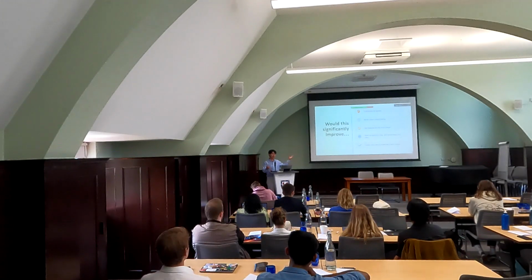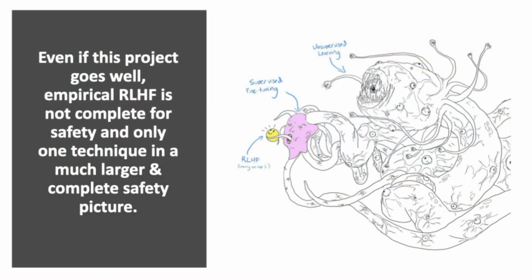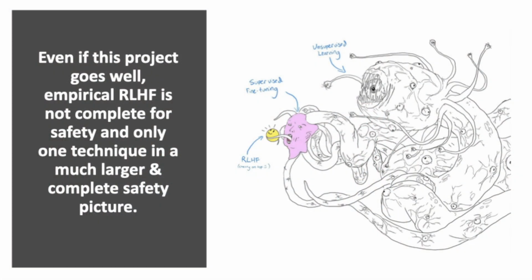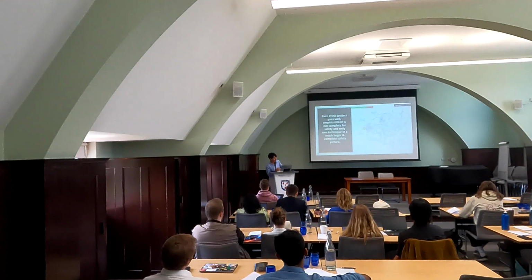These are all things I want to test out. These are all empirical questions and hypotheses. The hope is that it would do some of these things, or it would improve them on the margin. But even if this project goes well, empirical RLHF is not complete for safety. To illustrate this, you have the slide from Jacob's slides, which is essentially this big monster. After it, that smiley face over there is RLHF. And the idea is that RLHF is this nice little layer upon a horrifying Goliath. It's only one technique within a much larger and complete safety picture. And my job is to make that smiley face smile a little bit more.